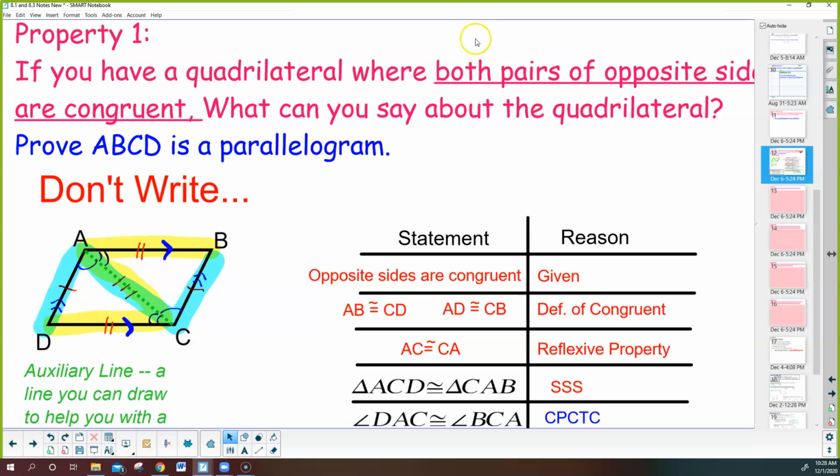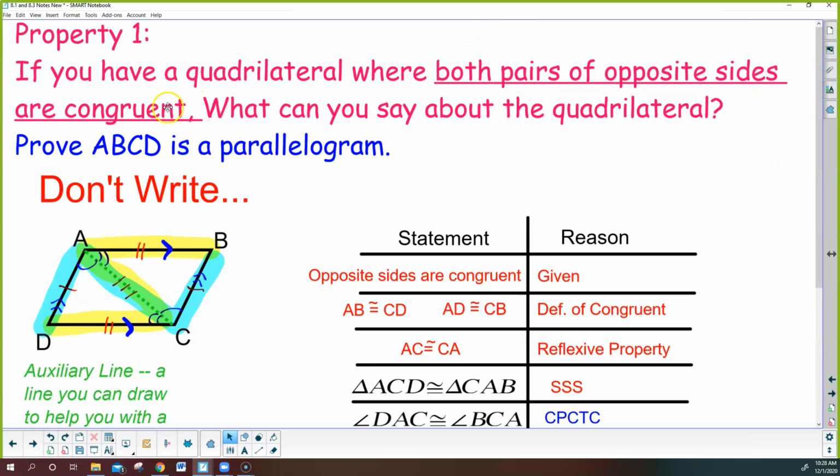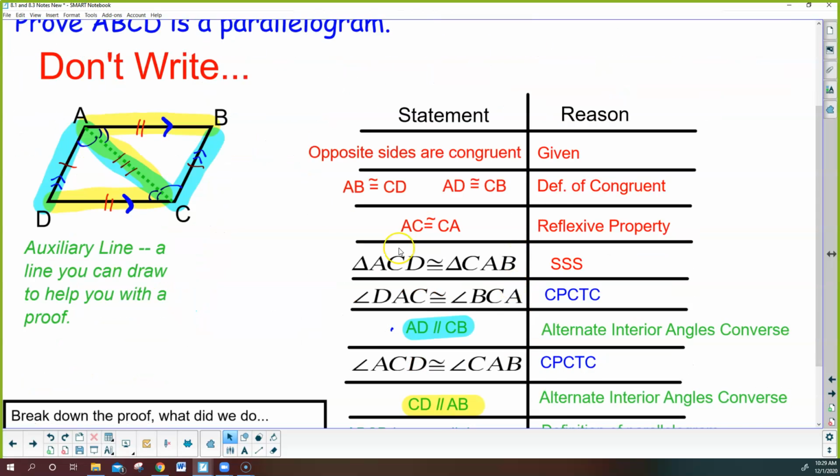But now that I proved this, I could potentially use this as a theorem. So instead of proving that opposite sides are parallel, if I know opposite sides are congruent, it's definitely a parallelogram because I just proved it.